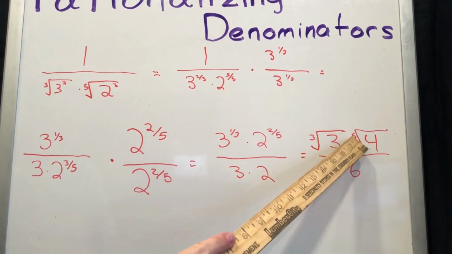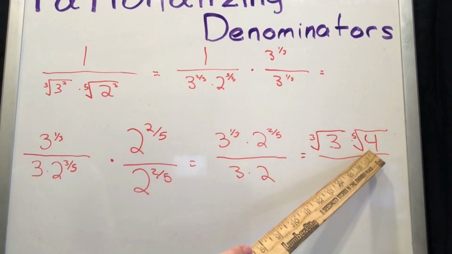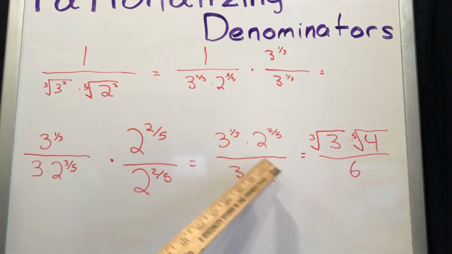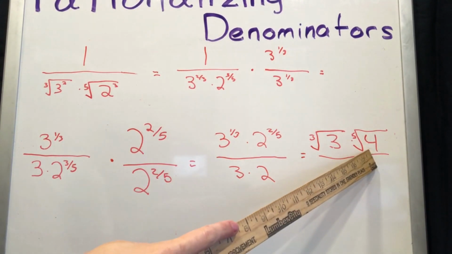Keep in mind that the 5th root of 4 is from having the 5th root of 2 squared. And in our final answer, we have to simplify 2 squared to 4.